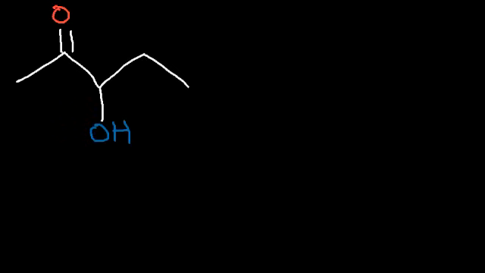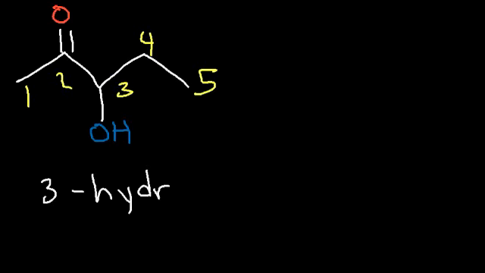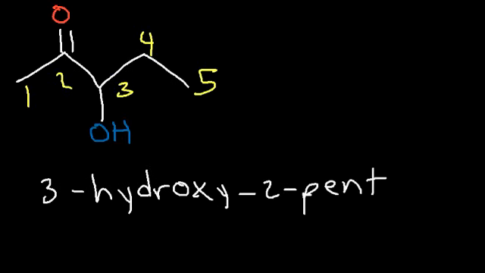How can we name this particular ketone? Which one has more priority, the alcohol or the ketone? Ketones have more priority than the alcohol, so we're going to give the ketone the lower number. We're going to count it from left to right. Now, the OH group as a substituent is called hydroxy. So this is 3-hydroxy-2-pentanone.